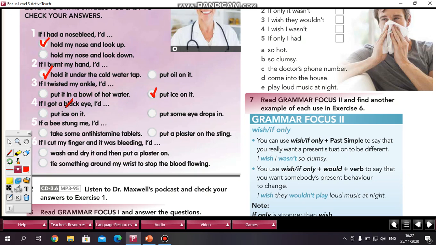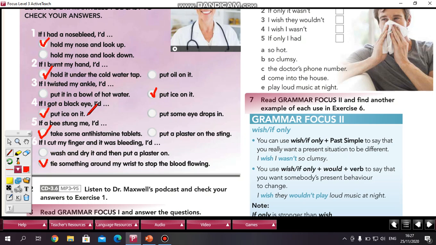If I got a black eye, I'd put ice on it or put some eye drops in it. Obviously the first. If a bee stung me, I'd take some antihistamine tablets or I'd put a plaster on the sting. Why should I put a plaster? Okay, so maybe I should use these anti-allergic tablets. And if I cut my finger and it was bleeding, I would wash and dry it and then put a plaster on or tie something around my wrist to stop the blood. Probably I will try to stop the bleeding.